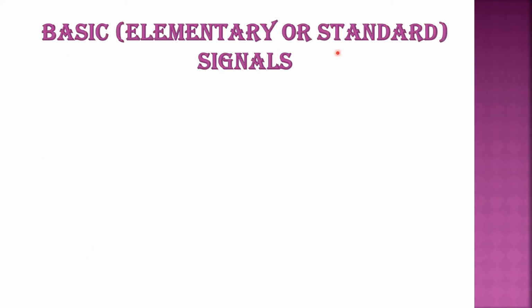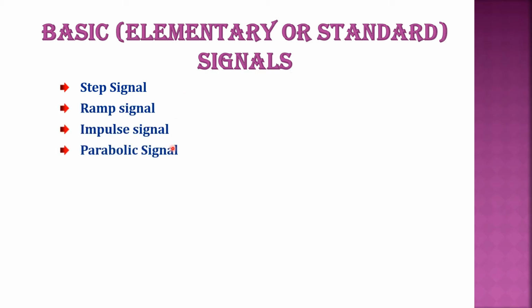Basic, elementary or standard signals. The following are the elementary signals which will be used for building complex signals. Step signal, ramp signal, impulse signal, parabolic signal. They are going to be called test signals because we will be using them for testing systems.